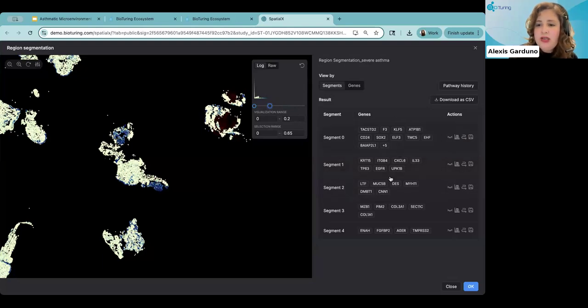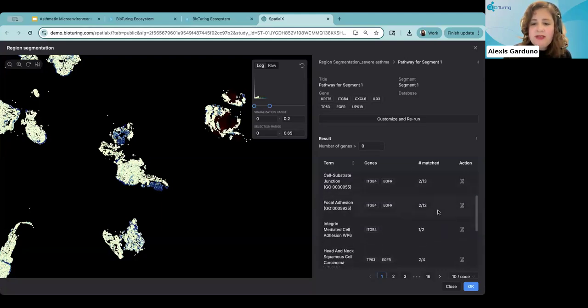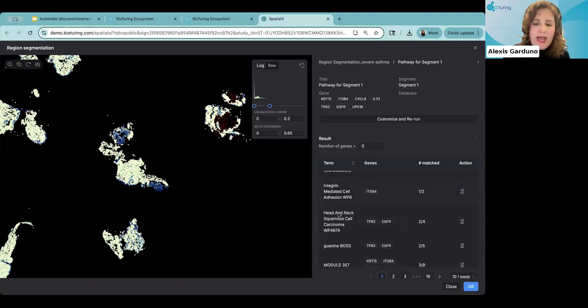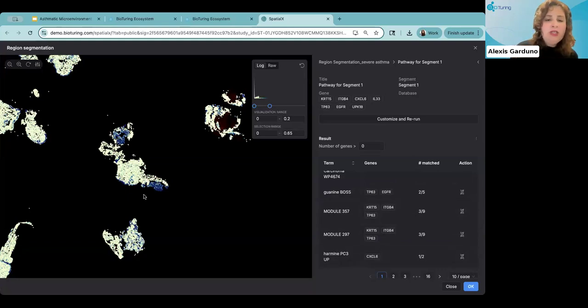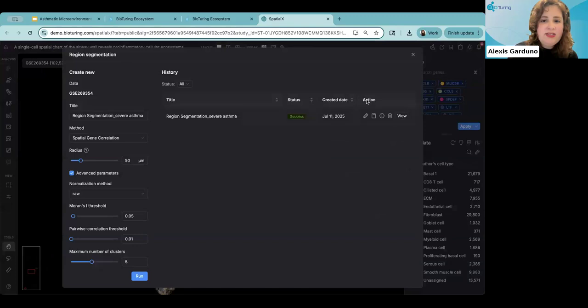Within each of these segments, let's say we're interested in looking at this specific one that has a higher enrichment of CXCL6 or IL33. We can go into the pathway feature within the region segmentation and go deeper into what are the pathways that are involved within these regions in these samples. For example, we can see that there's an alpha beta integrin signaling pathway that is really showing the enrichment of these genes that are localized within our specific sample. We can also see other pathways, such as mediated cell adhesion, that are quite important in asthma, or other specific modules that might give us some indication of what type of regions we are really looking at. Is it a hyper-inflammatory region? Is it one where there's some remodeling effect, or one that might be a specific fibroblast region? So again, this is another functionality that you can run within the system that gives you context on these pathway and functional regions in the sample.